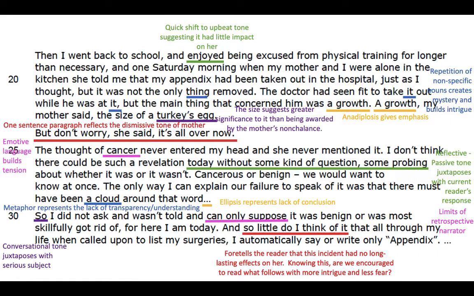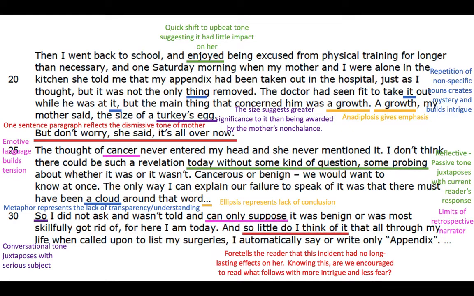Okay, what is she talking about? What was taken out of her? And then the anadiplosis really gives emphasis to the word growth. And I'd say typically people will think of a tumour, of cancer, if they hear the word growth. So it certainly has connotations of potentially being a tumour. And what further worries us and creates that kind of nervous intrigue is the fact that the mum says that it was the size of a turkey's egg.